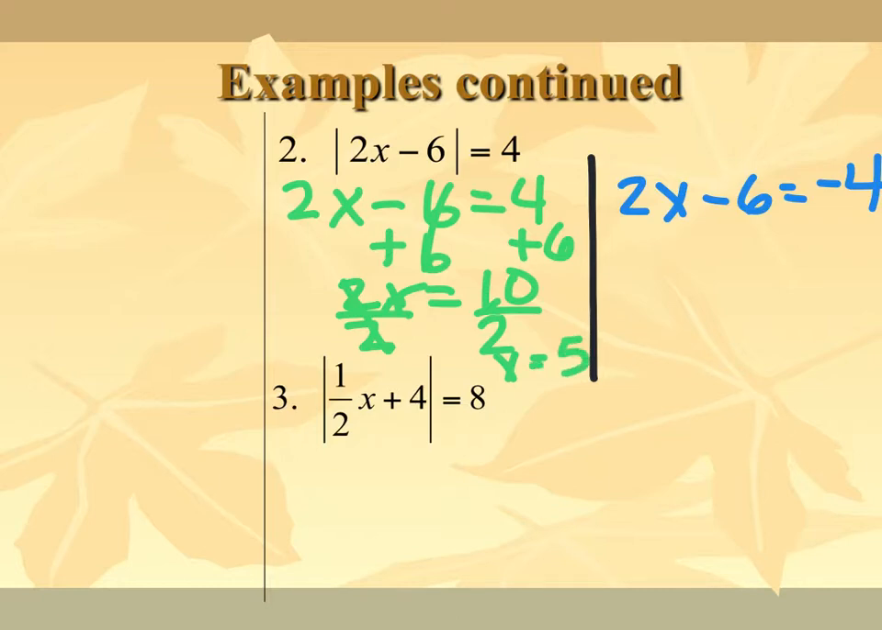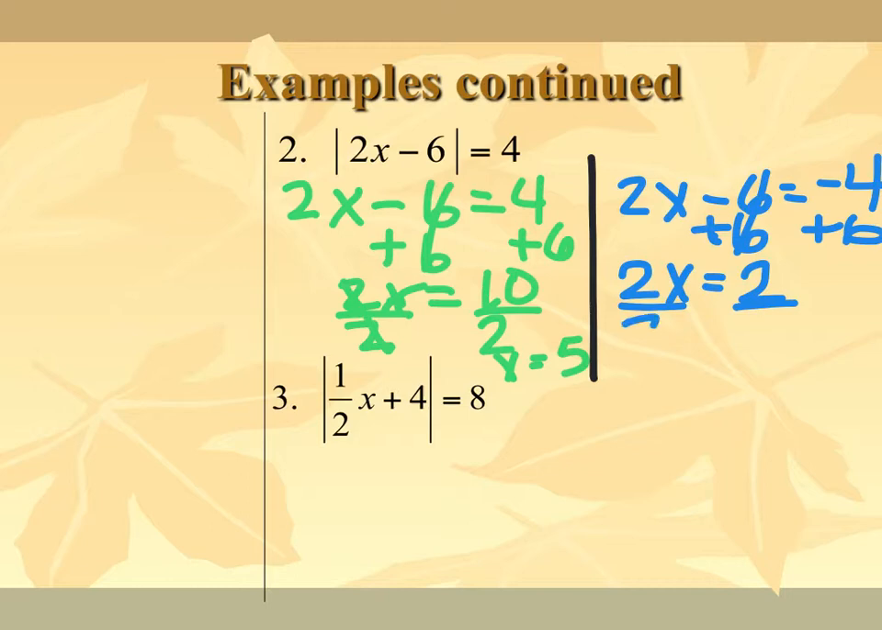We move over to the second half. Do the opposite of minus 6, which is plus. This cancels out. We're left with 2x equals 2. We need to divide both sides by 2, and x equals 1. So for this problem, x is 5, and it can also be 1.